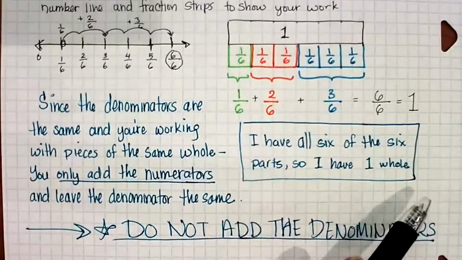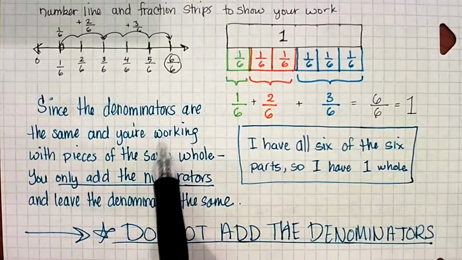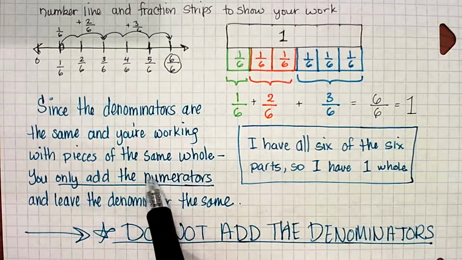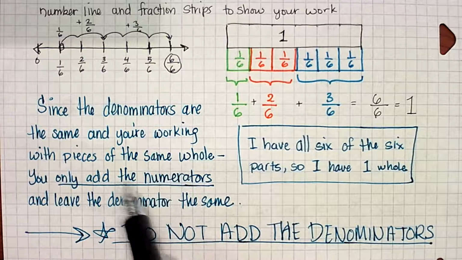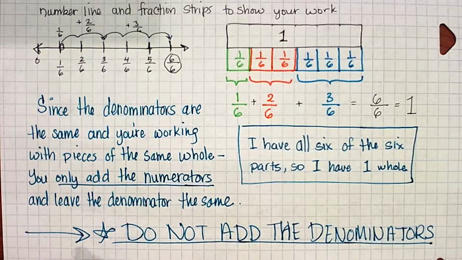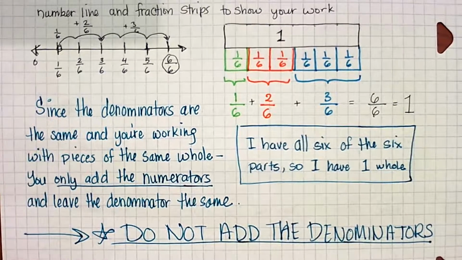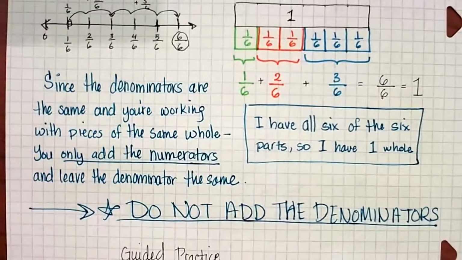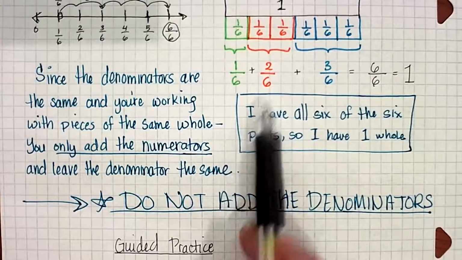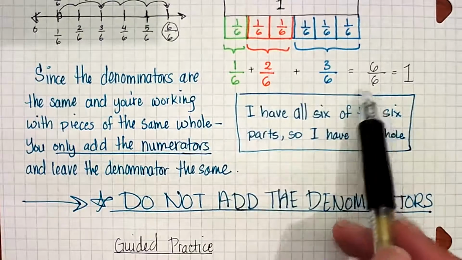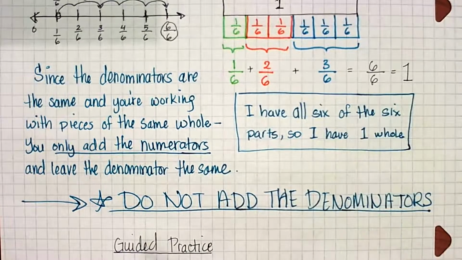Now, one thing you need to pay attention to, since the denominators are the same, you're working with pieces of the same whole. The only numbers you are going to add together are your numerators. Your denominator stays the same. Do not add the denominators. You have a common denominator. That means it has to stay exactly the way it is. If you're working with 1/6 size pieces, your answer is going to be out of 6. If you're working with 1/10 size pieces, your answer is going to be out of 10, and so on.